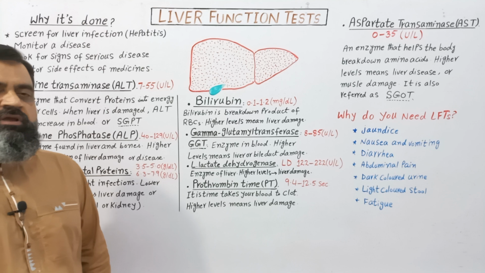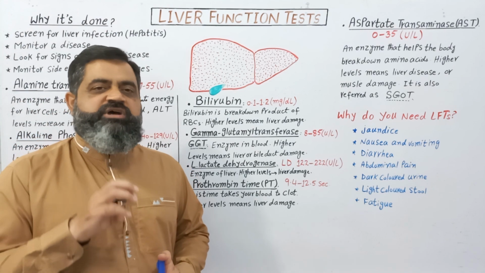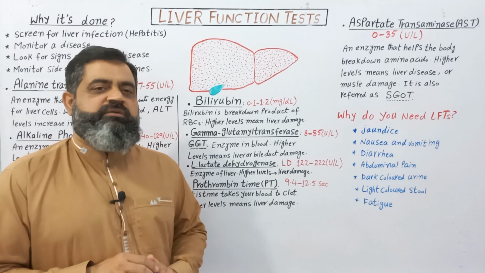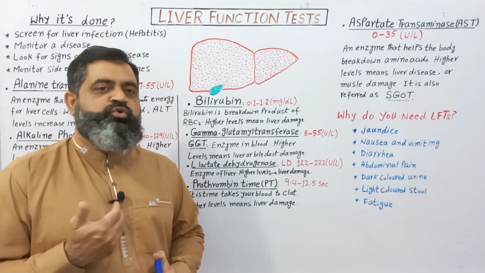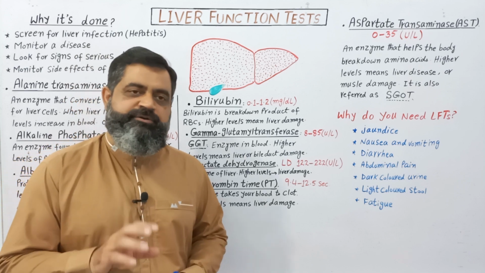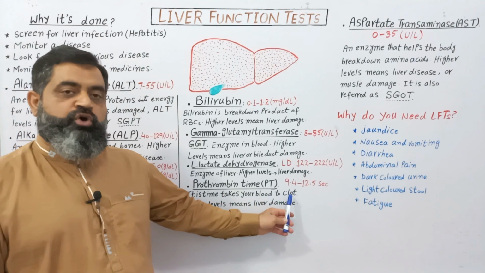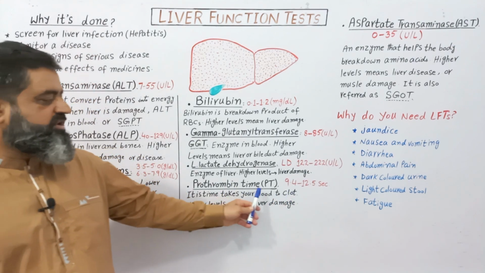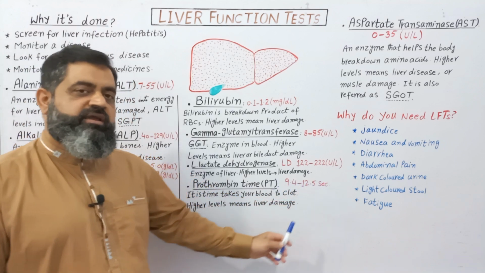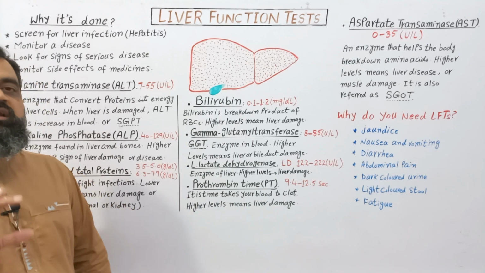Prothrombin time. Prothrombin is a protein which helps our blood to clot, and there is a certain time which is taken by our blood to clot. If that time increases, it means there is a problem in the liver. It is the time it takes your blood to clot, and the normal value is 9.4 to 12.5 seconds. If this value is higher than these levels, then there is liver damage.